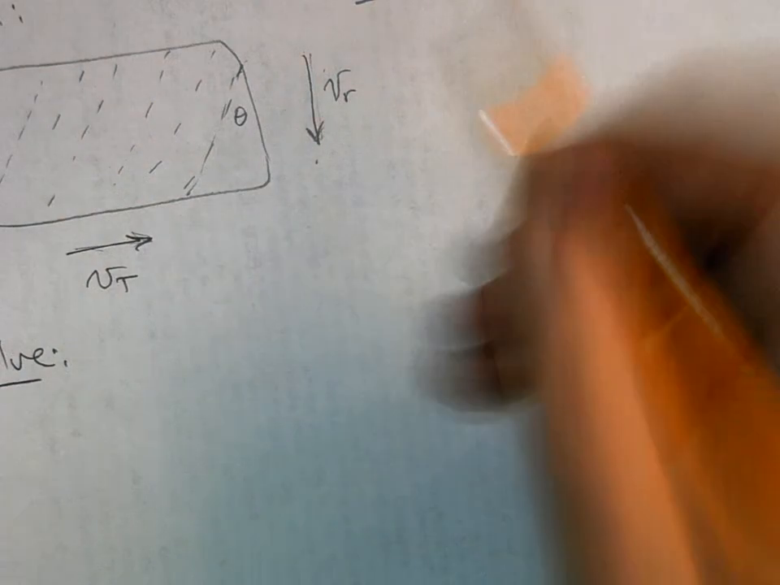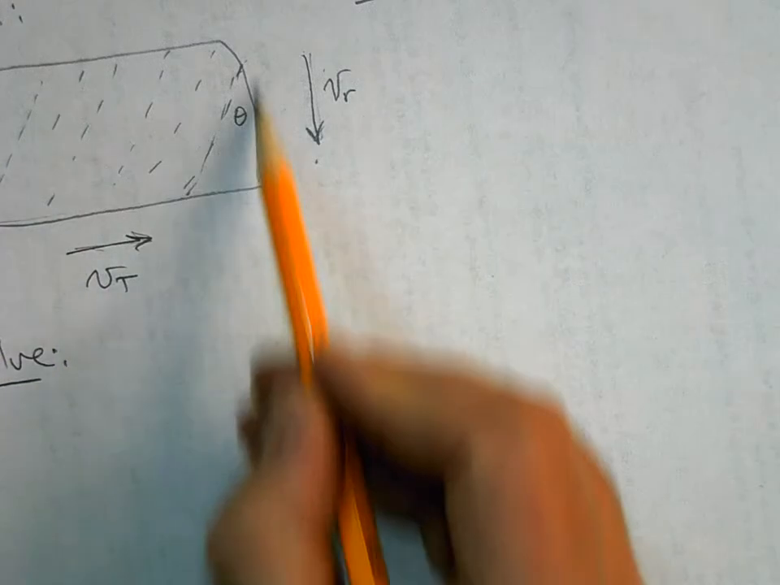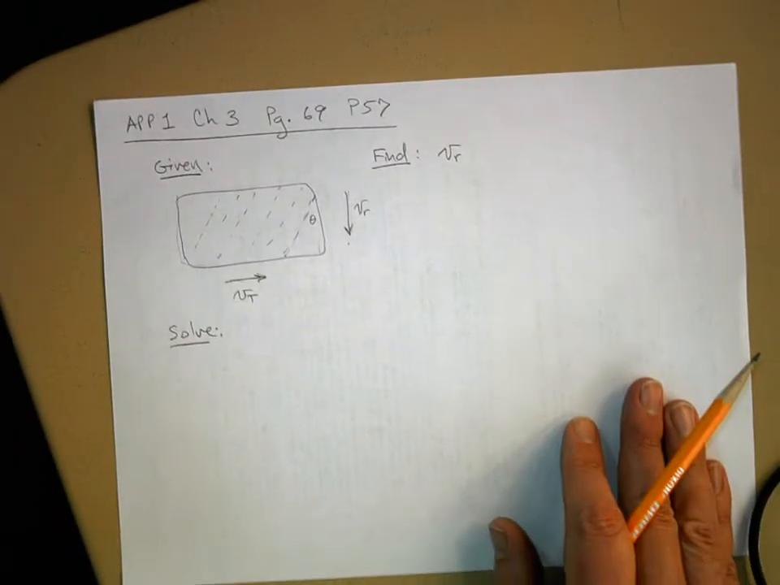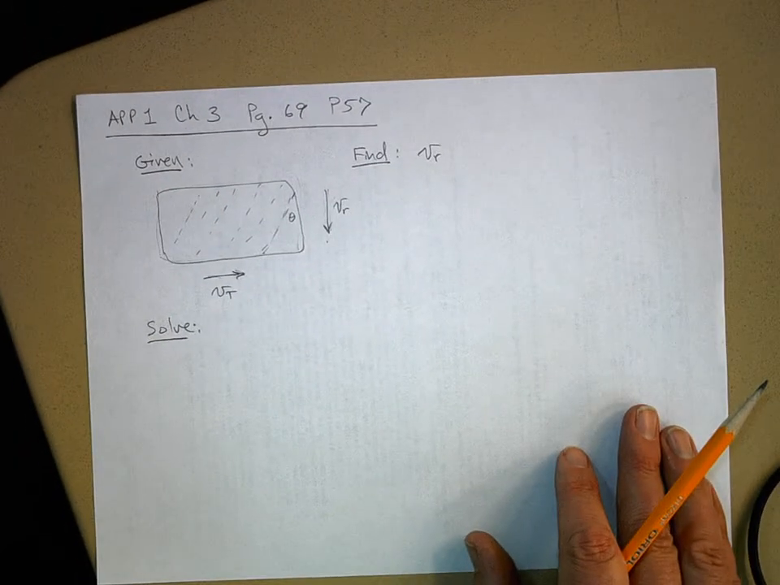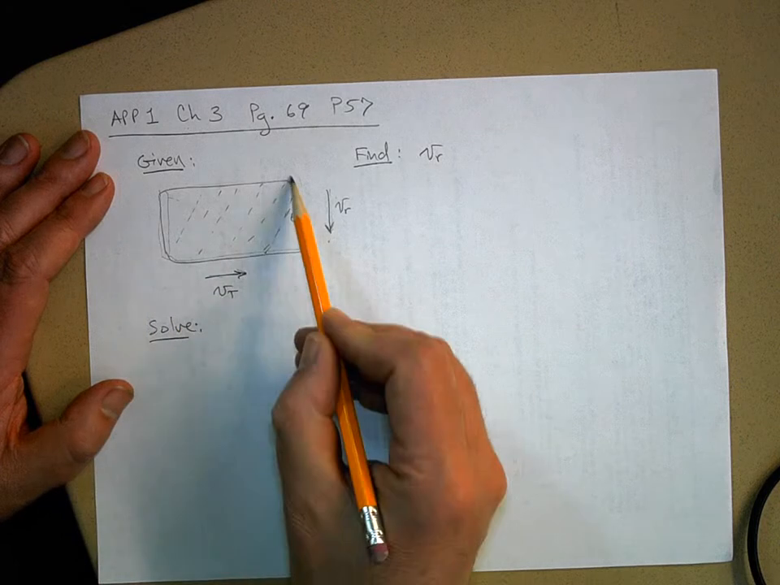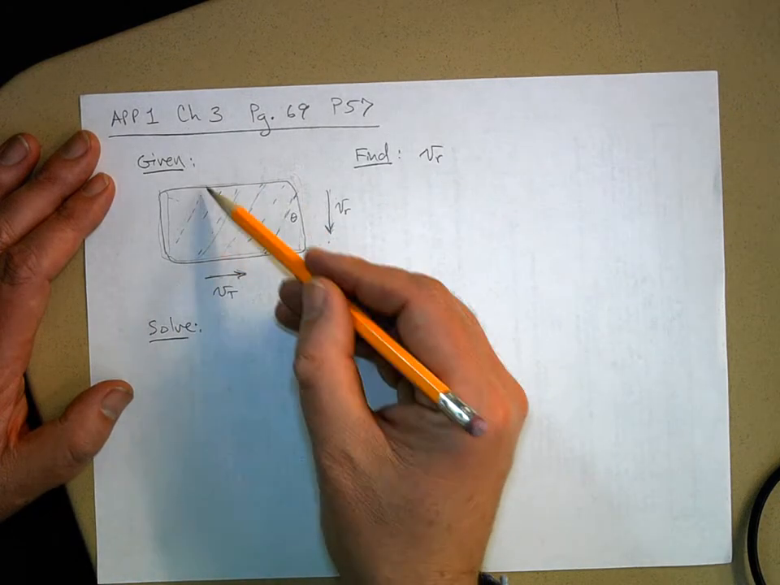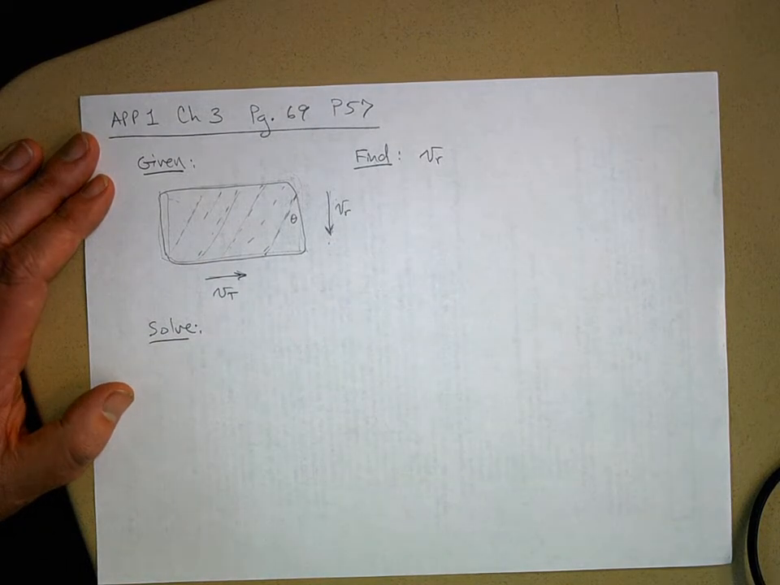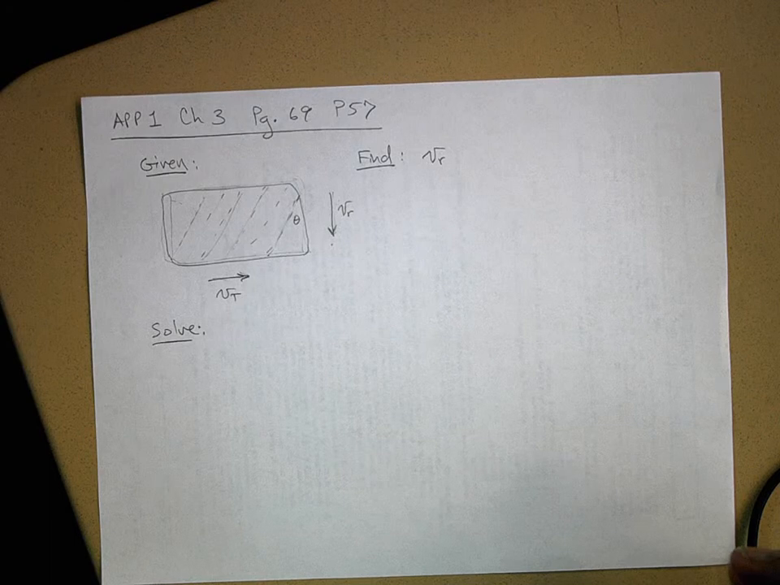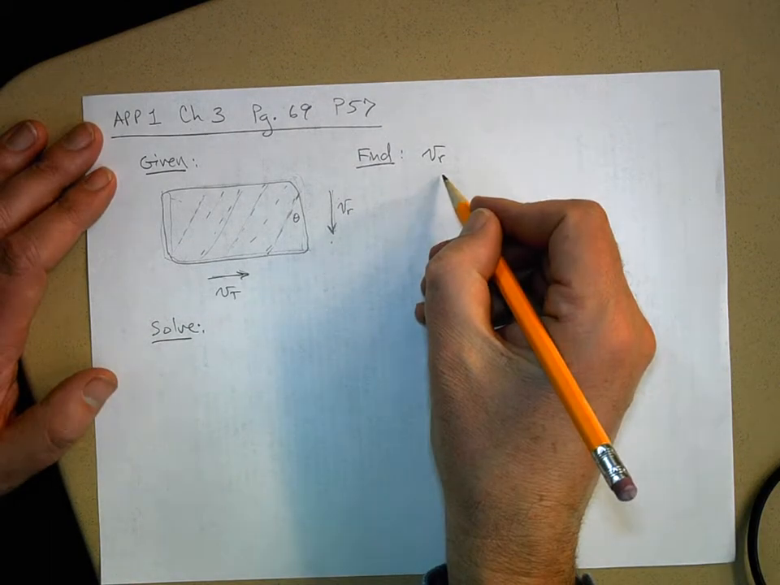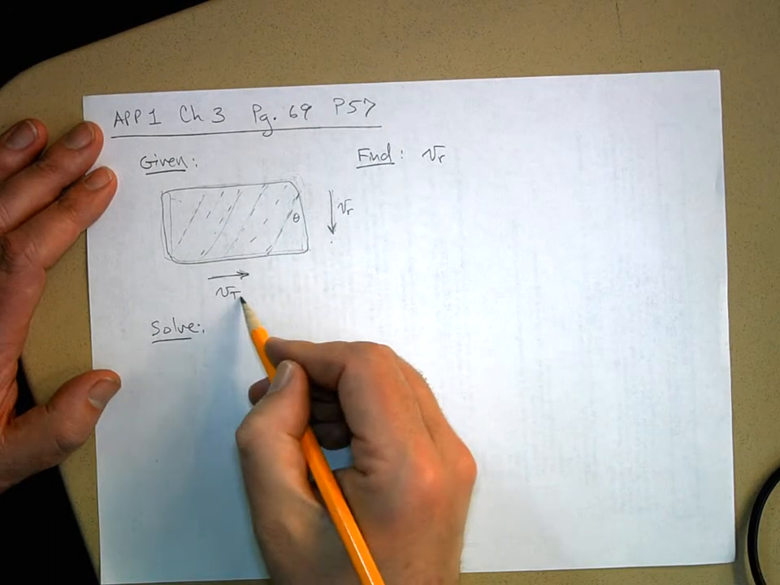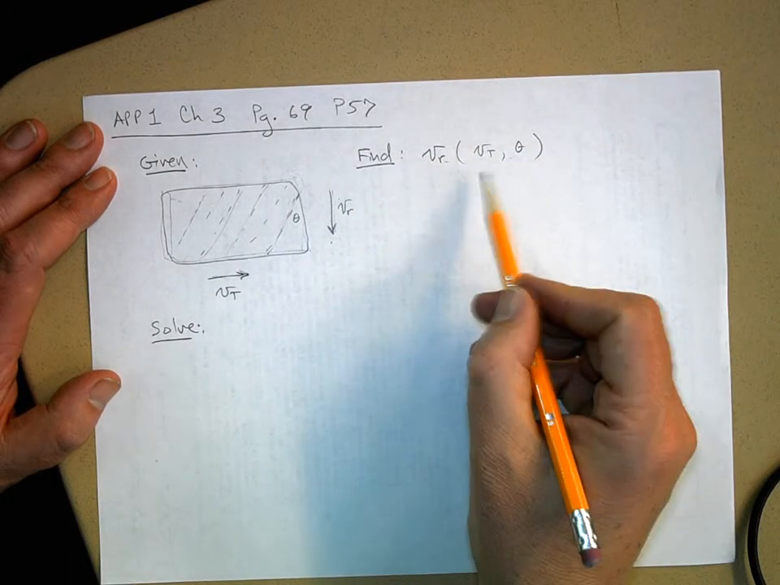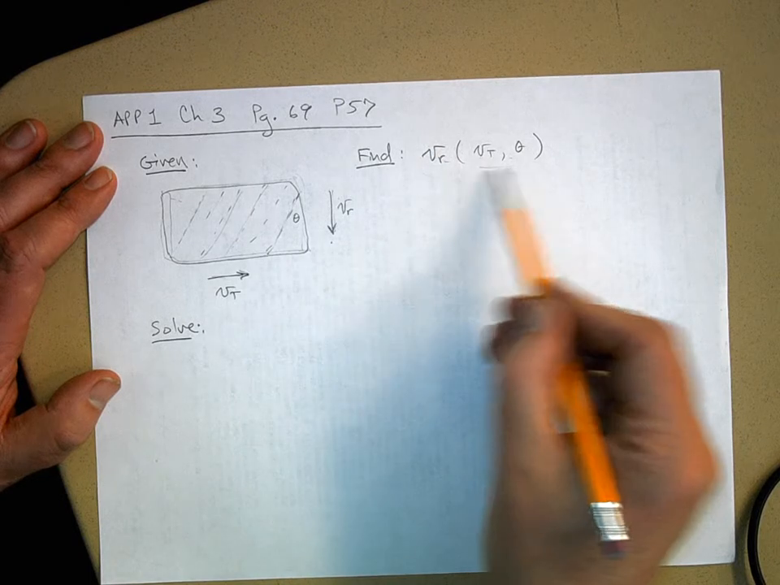So here's what's given. You've got this window, and you're looking at this window, and the rain is falling like this, and it's making this angle theta. But we're not giving it a number, which is fine. And we want the velocity of the rain in terms of the velocity of the train and theta. So we want to find an expression for this in terms of this.